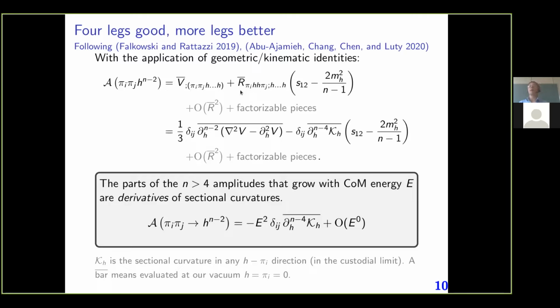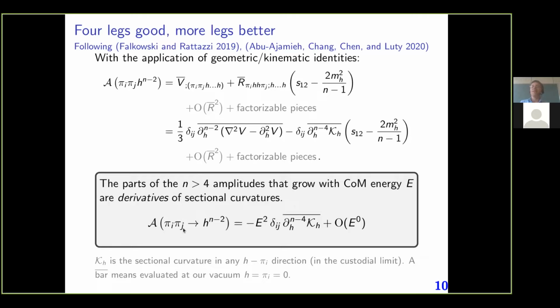So if it were 2 pi's going to 2 Higgses, we would have a piece which grows with energy, which is just proportional to an undifferentiated component of the Riemann curvature tensor, as before. And this is going to be equal to a new sectional curvature, the sectional curvature in the h and pi direction, which we call curly KH on this slide. Now that we're adding more legs, we're essentially just taking more covariant derivatives of this quantity with respect to little h. And it turns out that that is just taking simple derivatives with respect to a canonical Higgs coordinate of your sectional curvature. So it's just telling you how much the sectional curvature is varying as you move in the h direction.